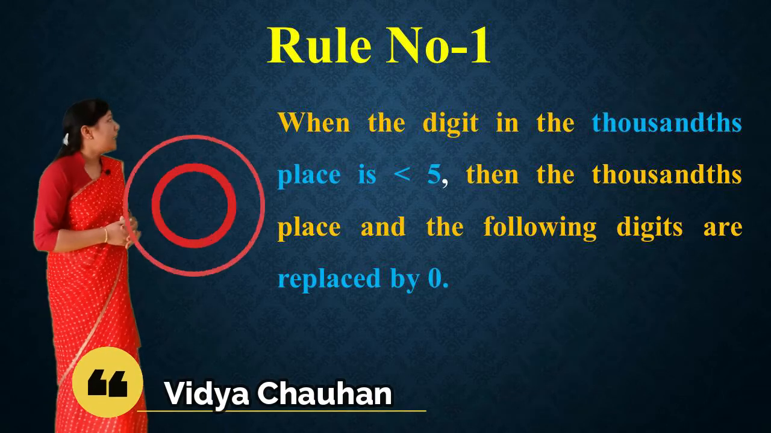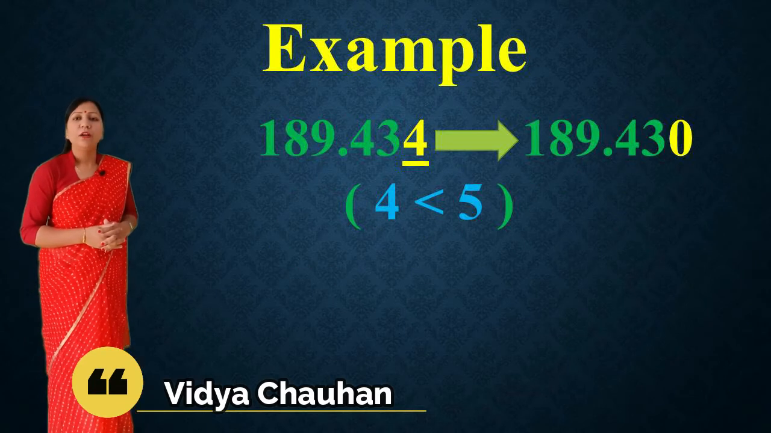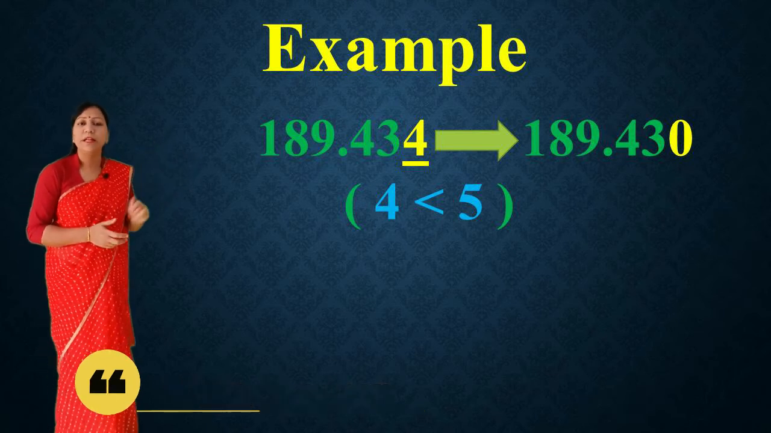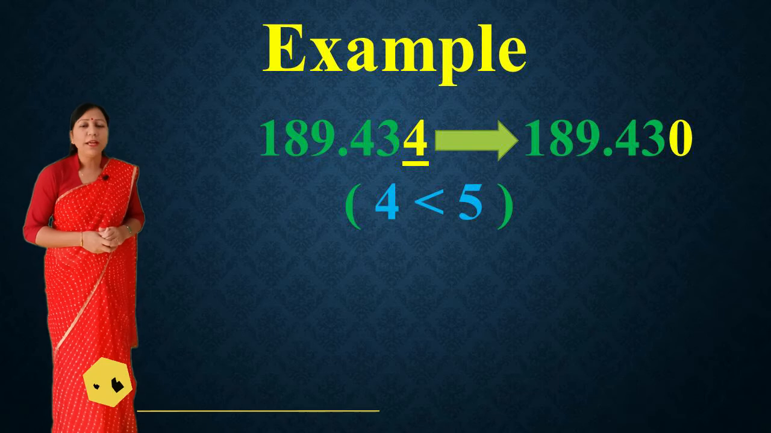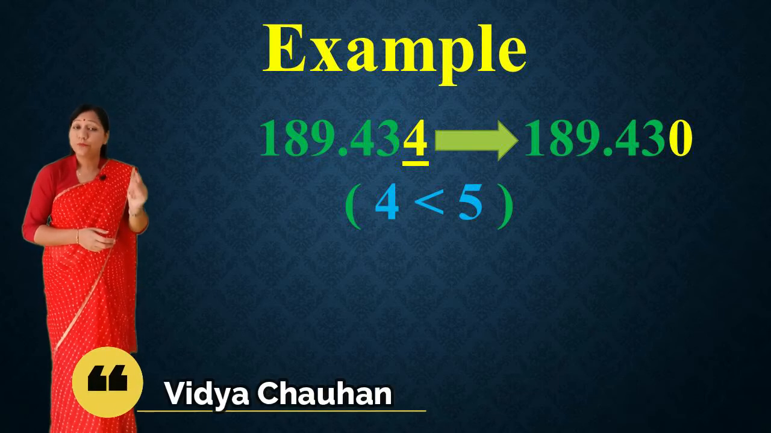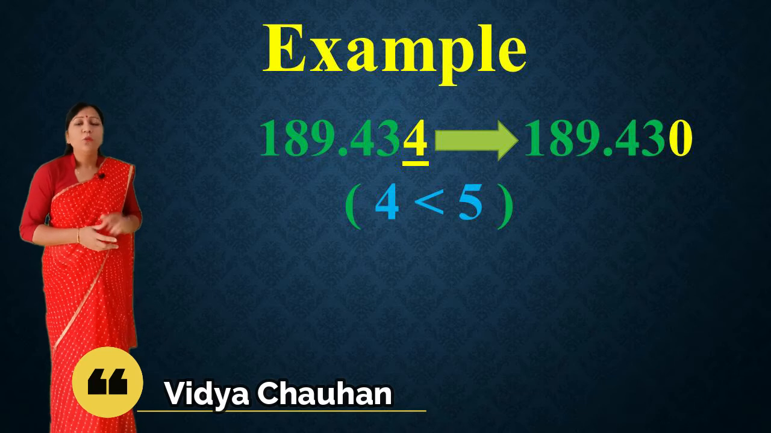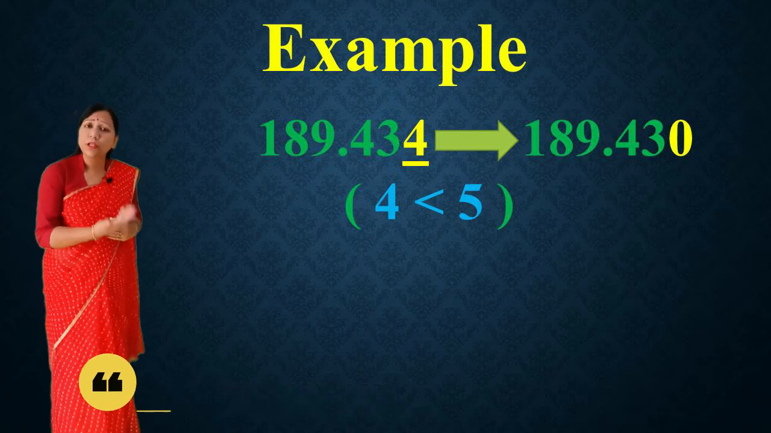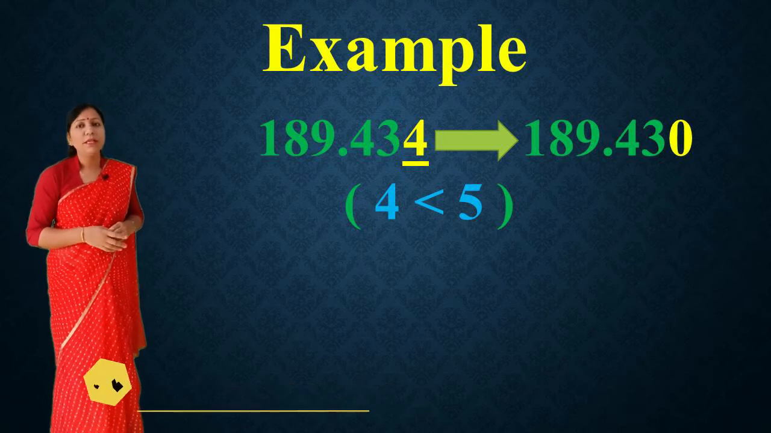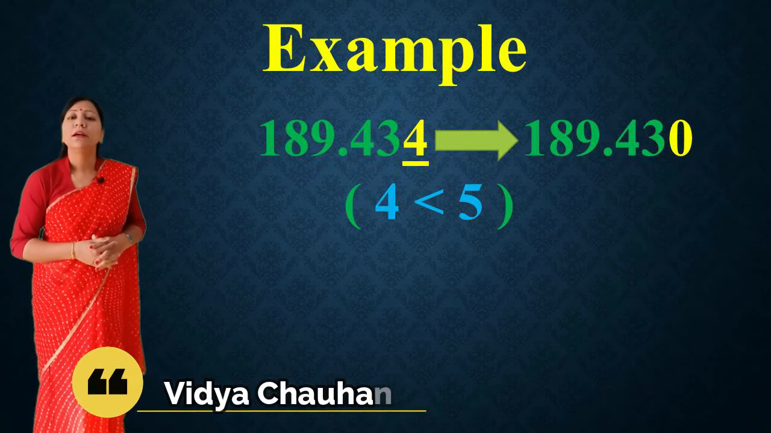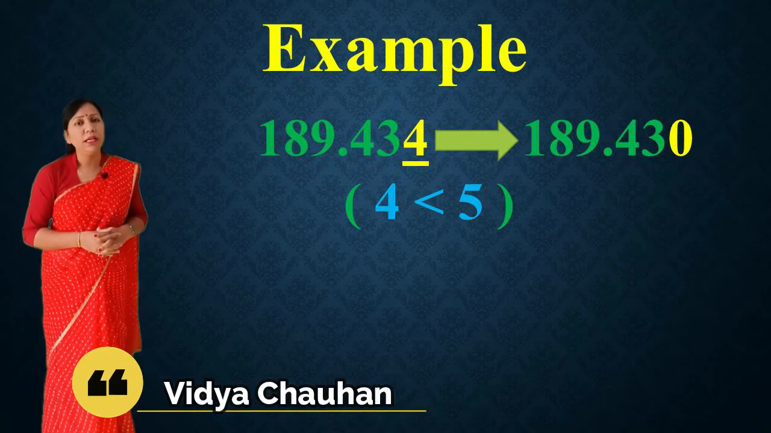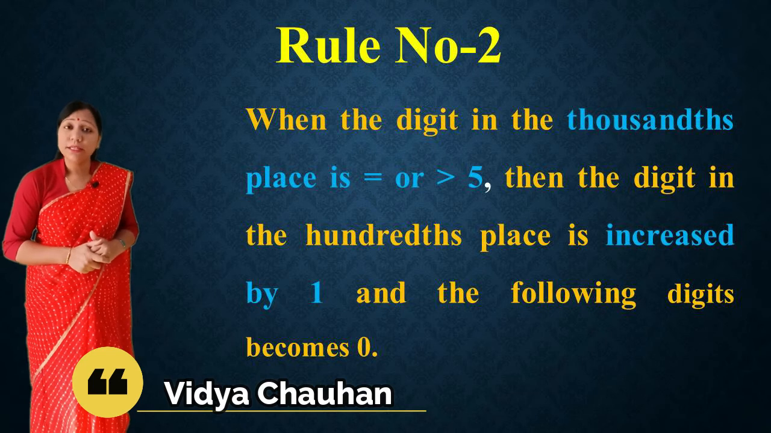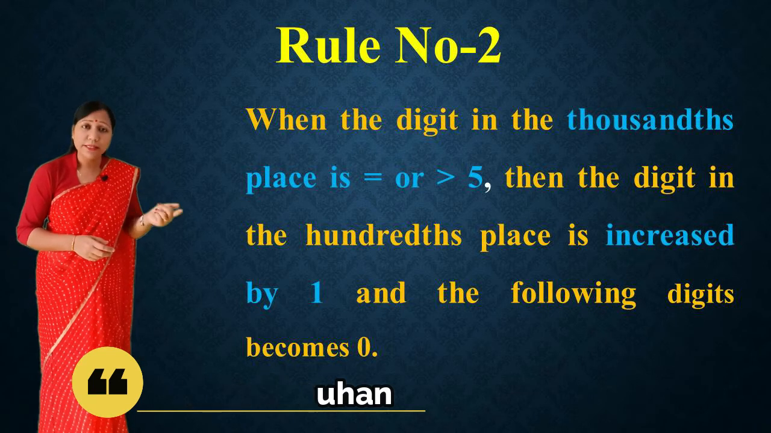For example, the number is 189.434. The digit at the thousandths place is 4, and 4 is less than 5. So we will reduce this 4 to 0. There is no digit following the 4. So the round off of this decimal number is 189.430. Clear, students?